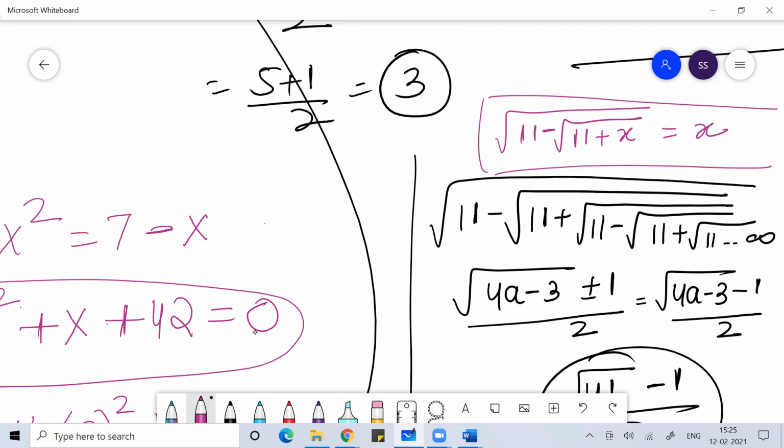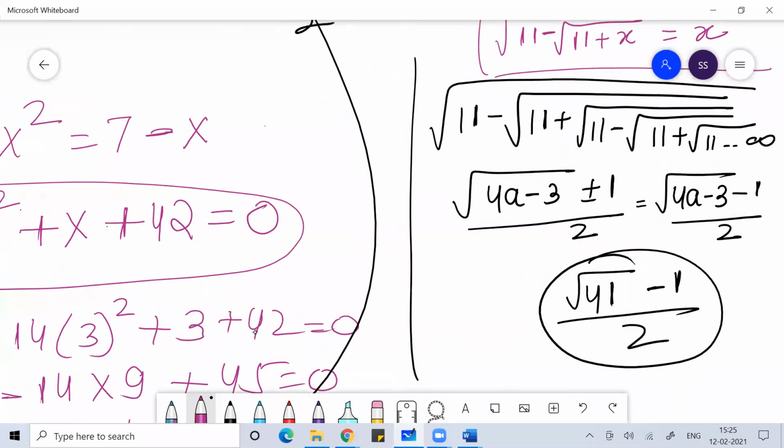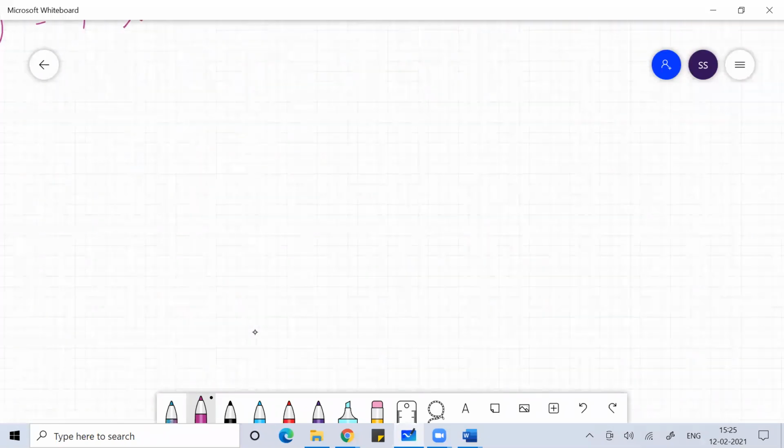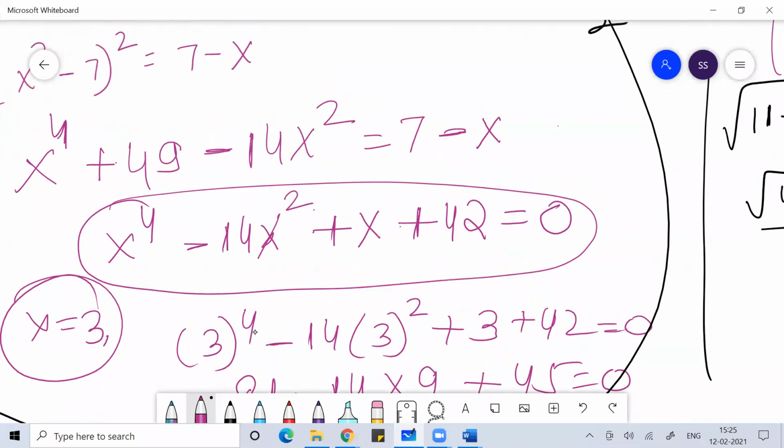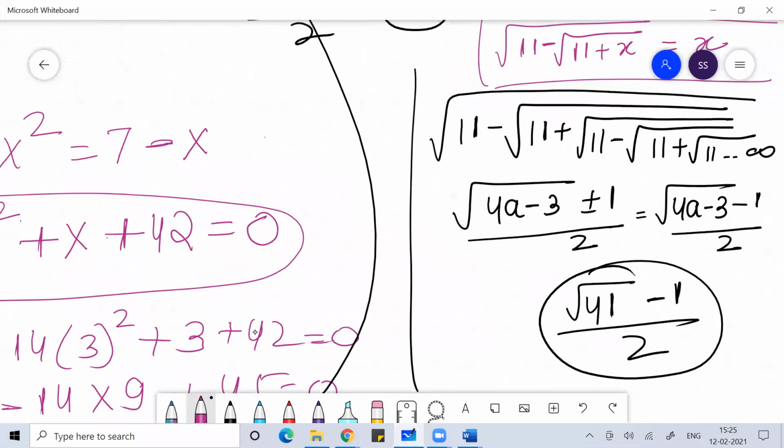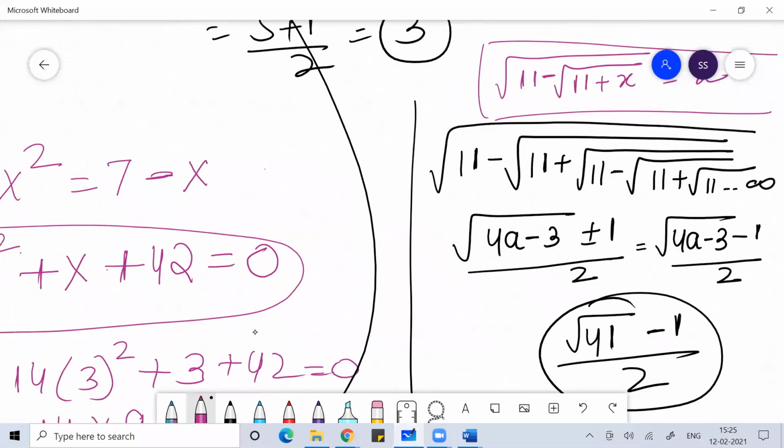But again, it would be a little bit difficult this time because the answers you are going to get are irrational. In the earlier case, the roots were rational, so for me it was easier. But here the roots are irrational, so now the journey will not be easier for me.